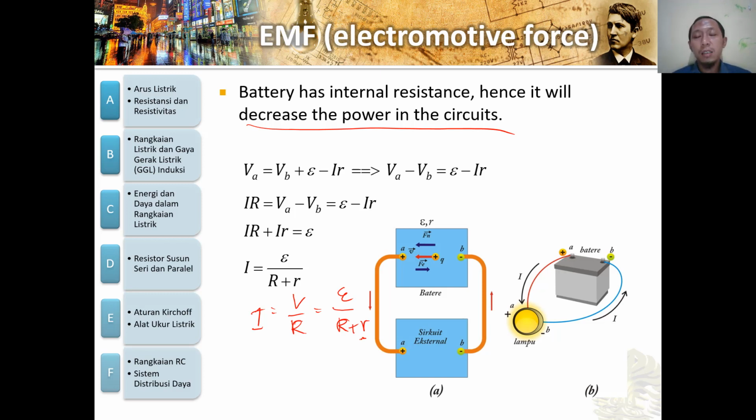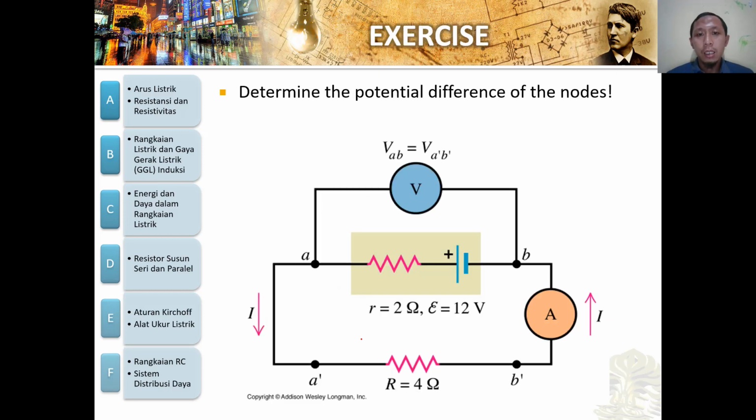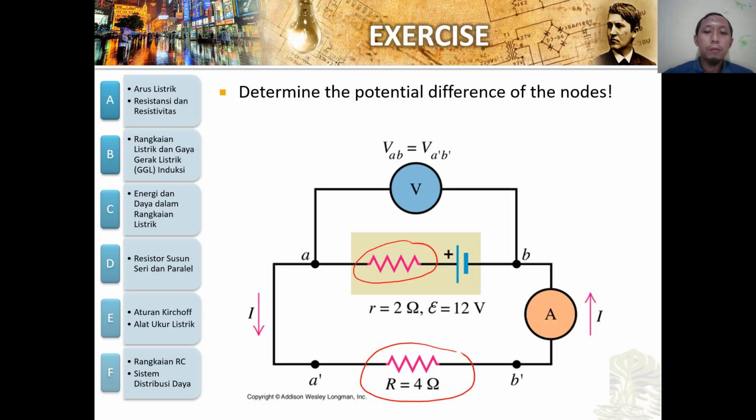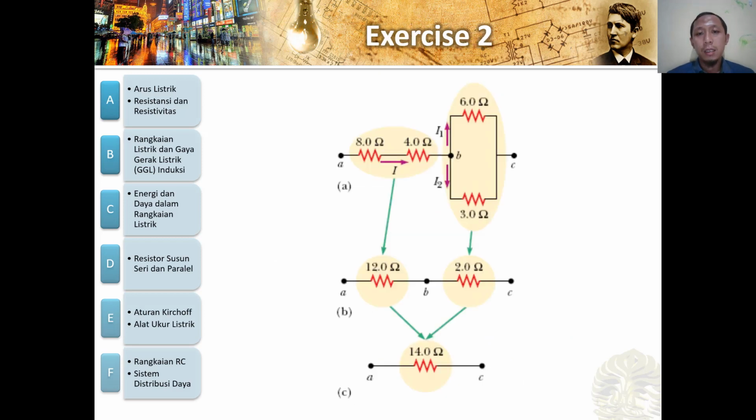So the total resistance of the circuit must be the internal resistance of the battery plus the other resistance in the circuit, like this one. We have the big R as 4 ohm, and the battery has an internal resistance of 2 ohm. So the total resistance is 2 plus 4, which is 6. Okay, so you can see here. And then another exercise.